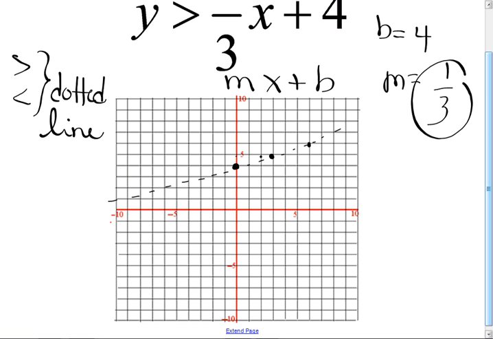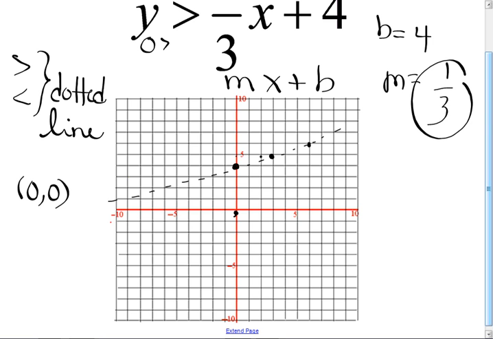Okay, what ordered pair do you want to test, Grant? What's the easiest ordered pair? There's a whole bunch of them. You can do 3, 2 if you want, but why don't you do 0, 0? Now, if it goes through 0, 0, now you've got a problem. Then you have to pick something else. But let's put in 0 here.